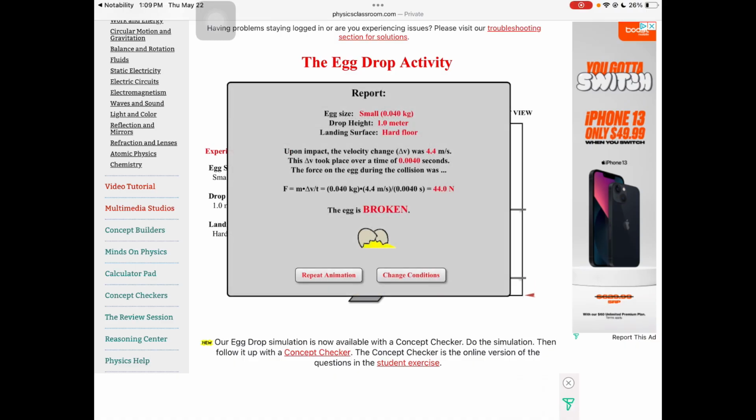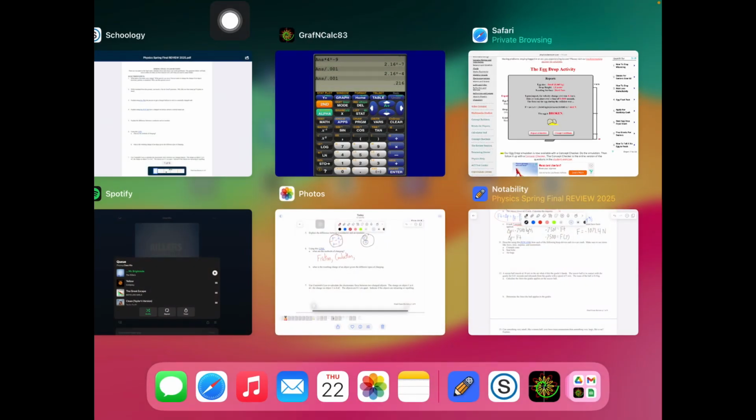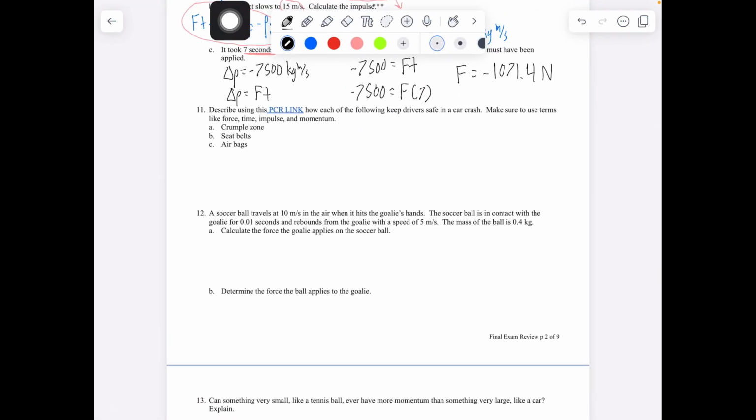How could we say that? If we change our conditions, right, we have a hard floor. That's probably not the best for the egg to land on, right? If we had it land on maybe a pillow, maybe it still survives. Why is that the case? Well, this really relates to car crashes and car safety.